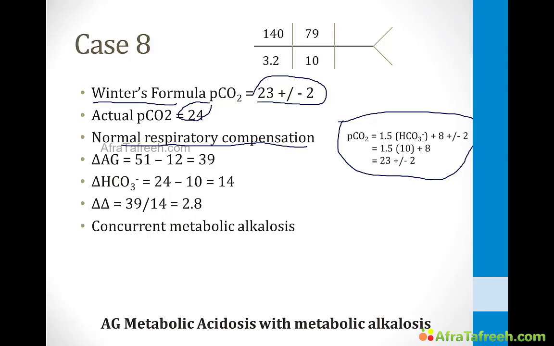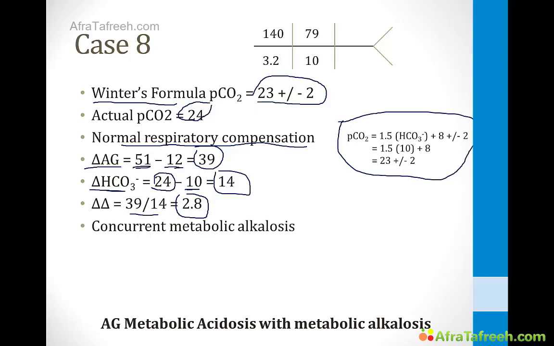Now this is an anion gap metabolic acidosis, so anytime you have an anion gap metabolic acidosis, you need to rule out that you don't have a second metabolic acid-base problem, and you do that using the delta-delta ratio. So the delta anion gap for this patient is 51. It's the patient's anion gap minus a normal gap of 12, and that's 39. The delta bicarb for this patient is a normal bicarb of 24 minus the patient's bicarb of 10, and that's 14. So the delta-delta ratio is 39 over 14, which is 2.8, and that is high.